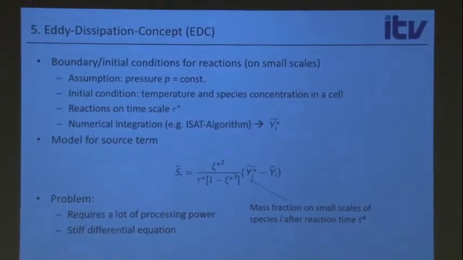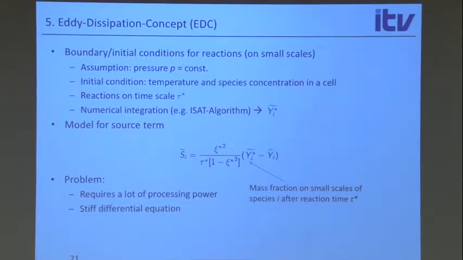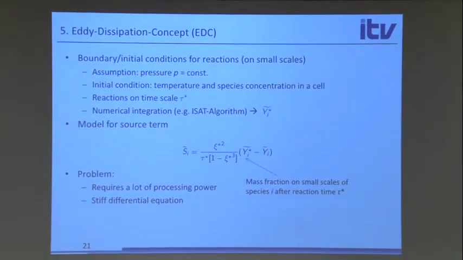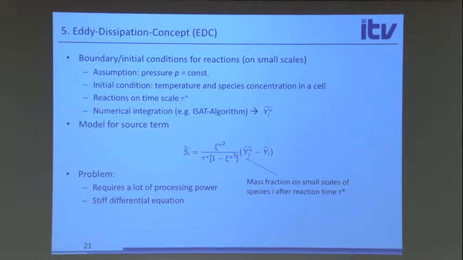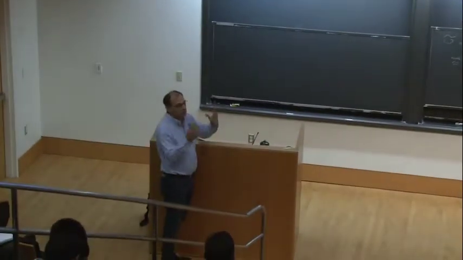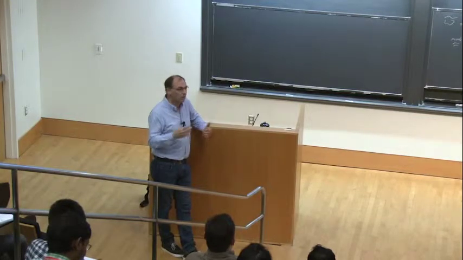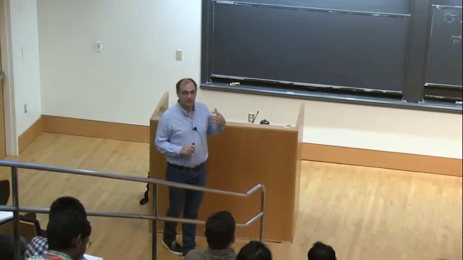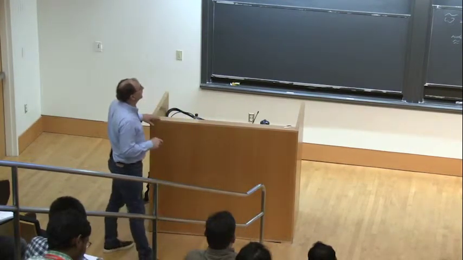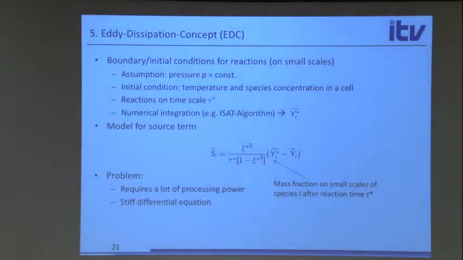So the different issues. One of the issues here is that because you need to solve the finite rate chemistry at each time step in each cell, it means if you have a normal chemical mechanism or reduced chemical mechanism with more than a few species, that is also very, very expensive. It also turns out the equations are stiff.